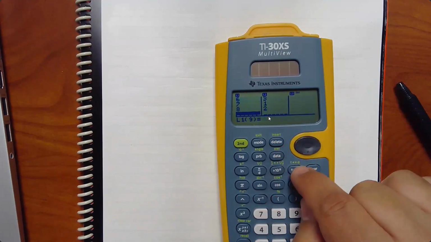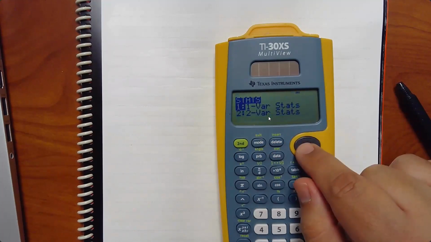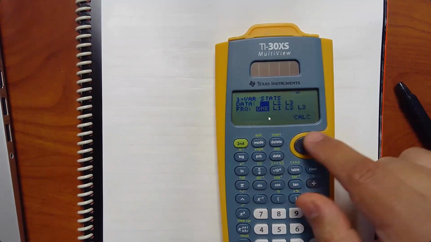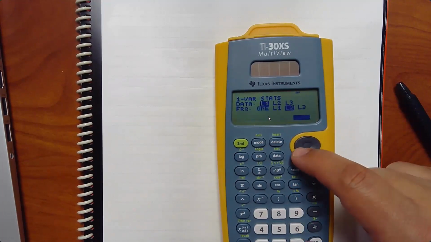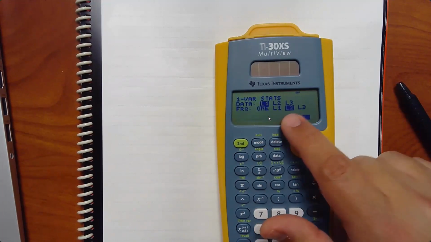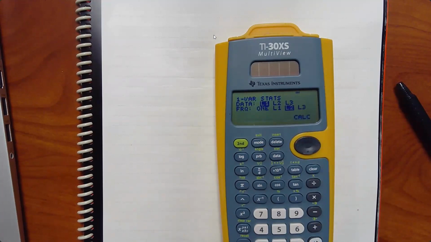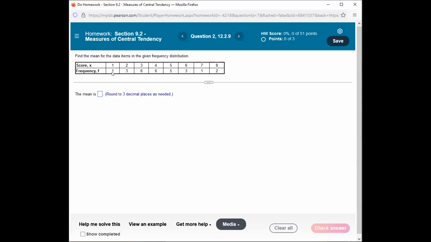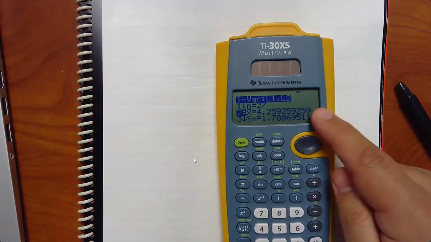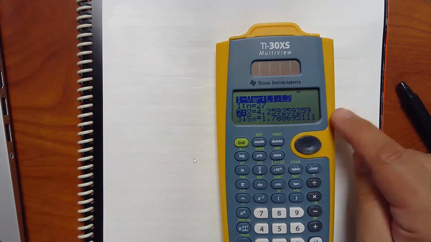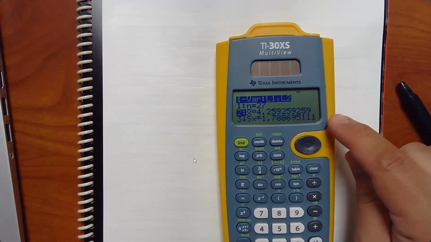Now what I want you to do is hit second stat. You're going to do one variable stat, but you're going to have a frequency now. So press L2 to be the frequency. If you remember the homework question, see how the second row is the F? I made L2 this one, so make sure that is your L2. Calculate. This will give me a frequency mean, so we don't have to do it the hard way. This is the easiest way to do frequency mean.